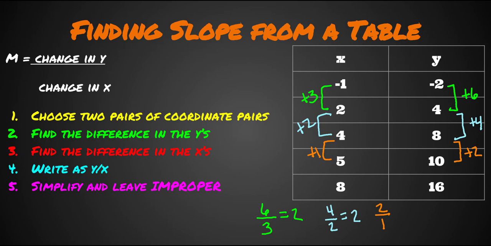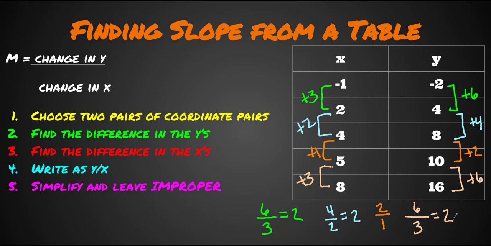Now the final one that I'm going to test is going to be here, 10 to 16. Well, then I added 6. From 5 to 8, I added 3. Well, in that case, I'm going to put my y, which is 6, my x, which is 3, and simplify. 6 divided by 3 equals 2.